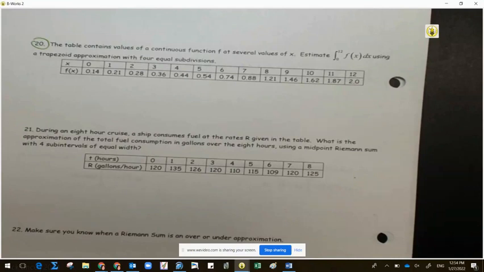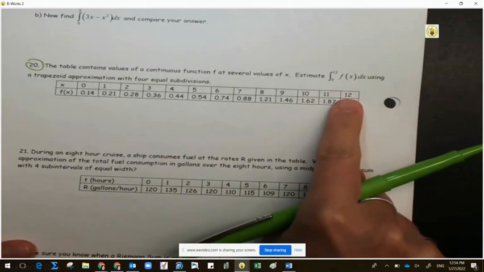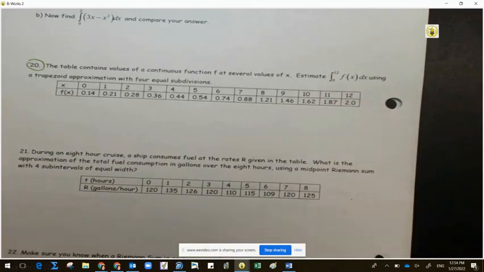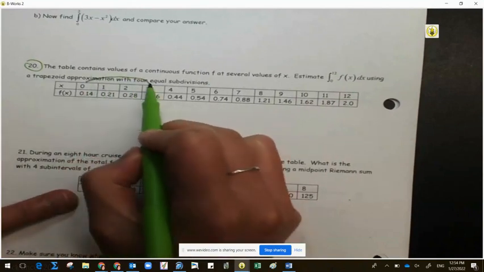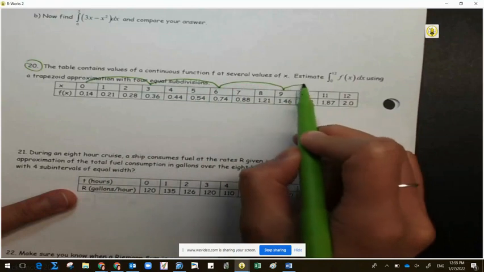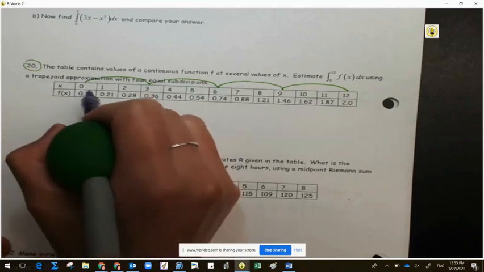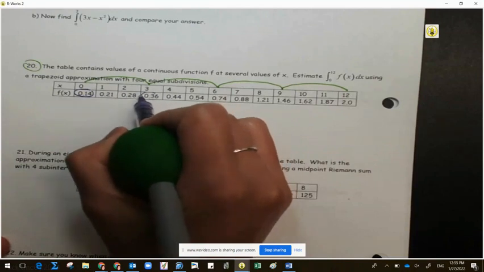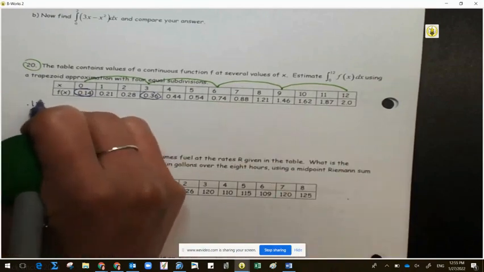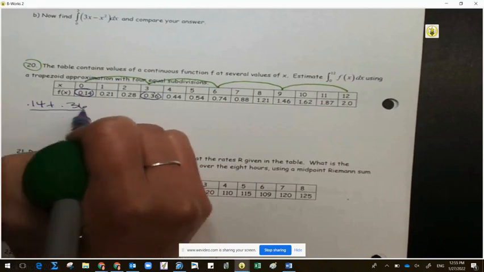Values of the continuous function f are given for several values of x. Estimate that using a trapezoid approximation with 4 equal subintervals. If I'm looking at 12 total, each interval must consist of how many? 3. So 0 to 3 to 6 to 9 to 12. For trapezoidal, we have to look for base 1 plus base 2 divided by 2 times the height. In our case, base 1 is the left value, and to the right is base 2. So we have 0.14 plus 0.36 divided by 2.